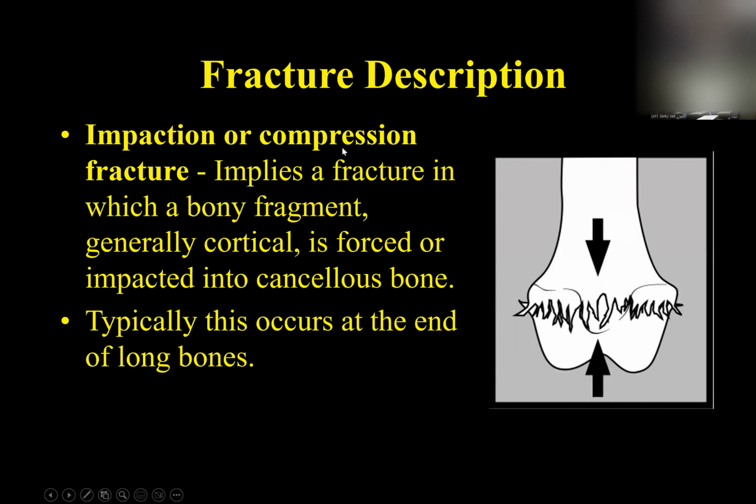Okay, this is an impaction or compression fracture. This is an example of a Salter-Harris type 5, where we have a fracture through the growth plate, but now we have grinding again of that growth plate, which will lead to cessation of growth of that bone and an angular limb deformity.